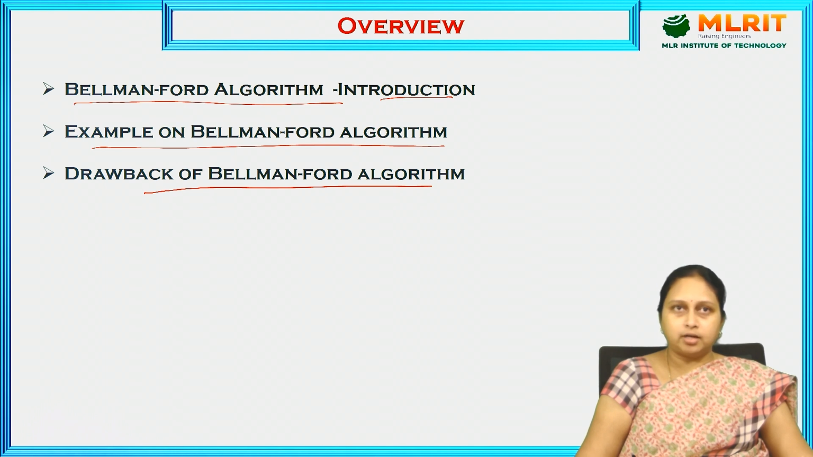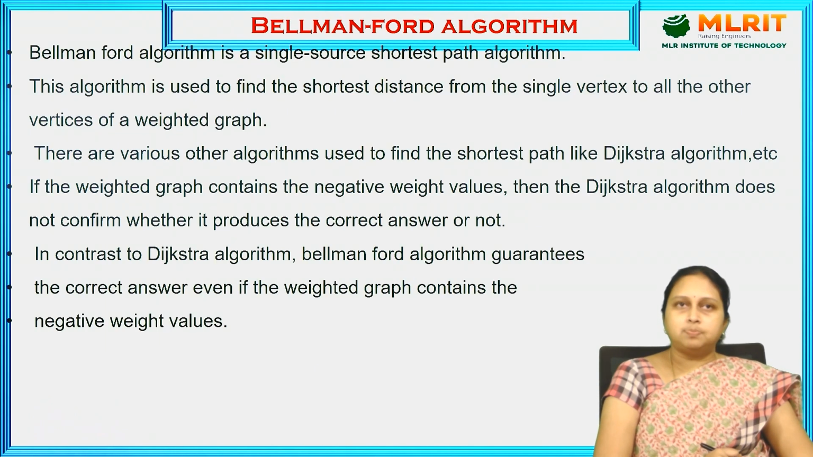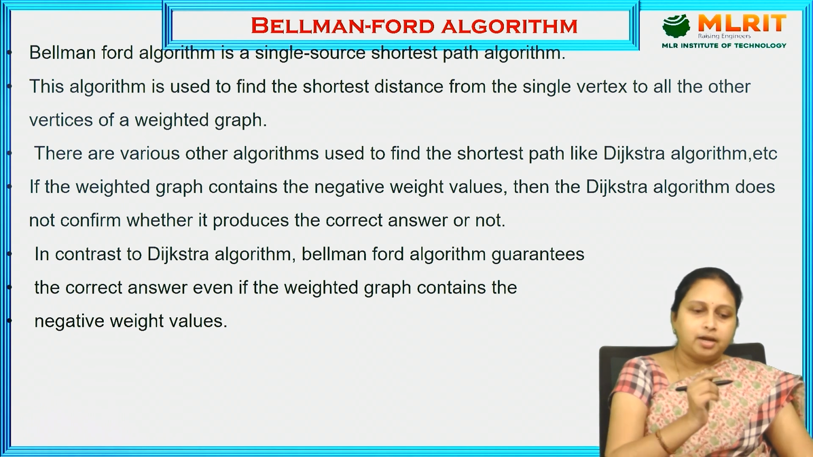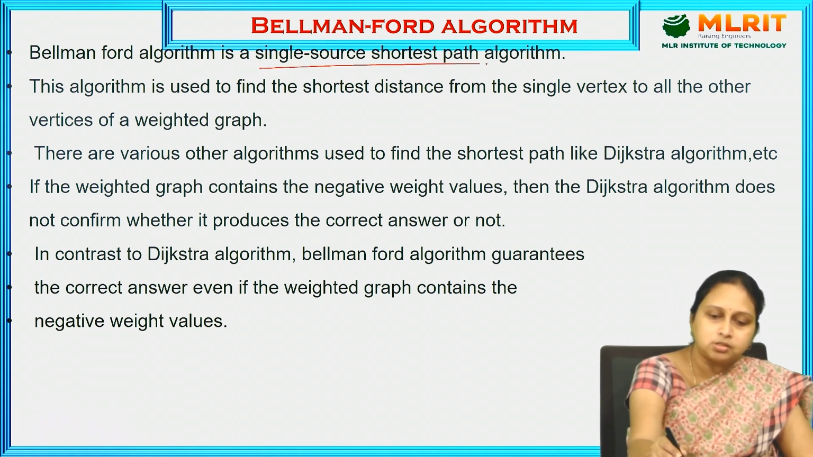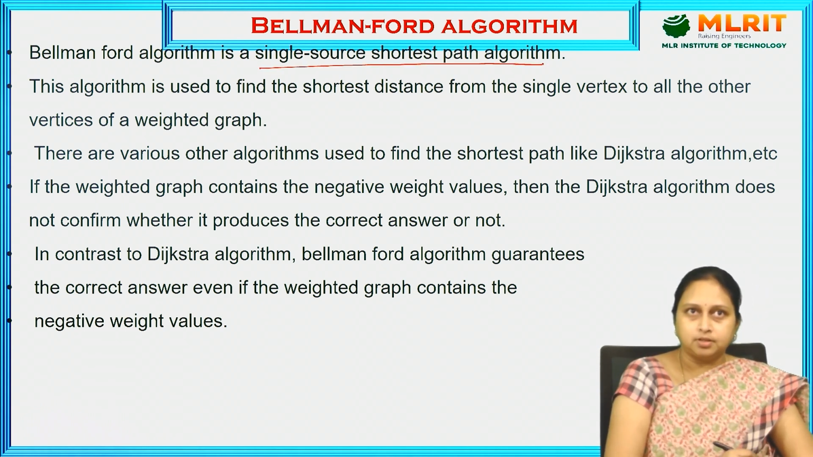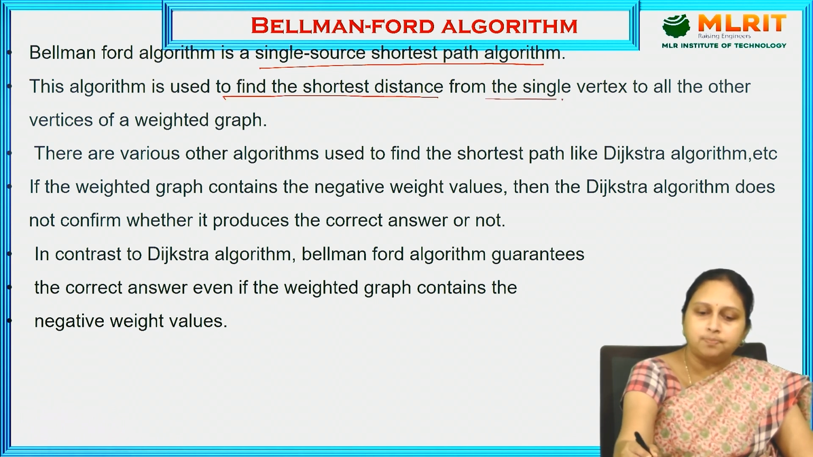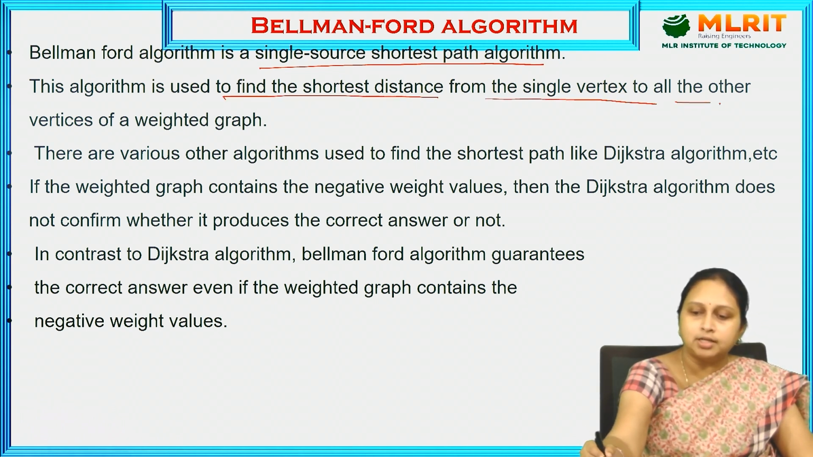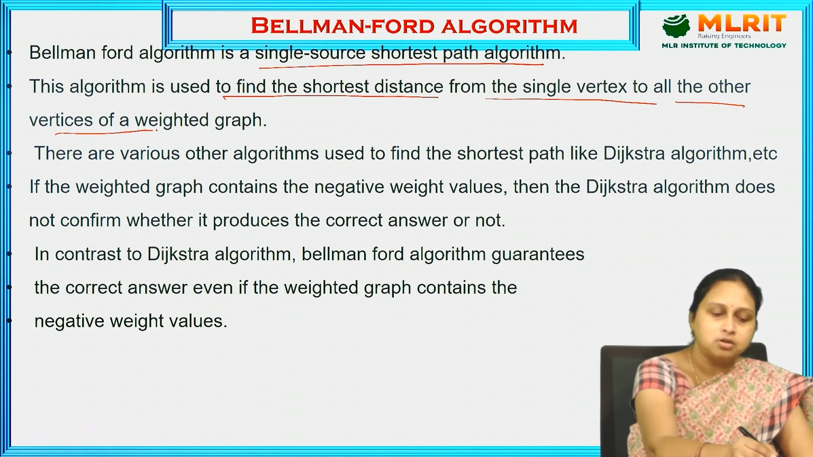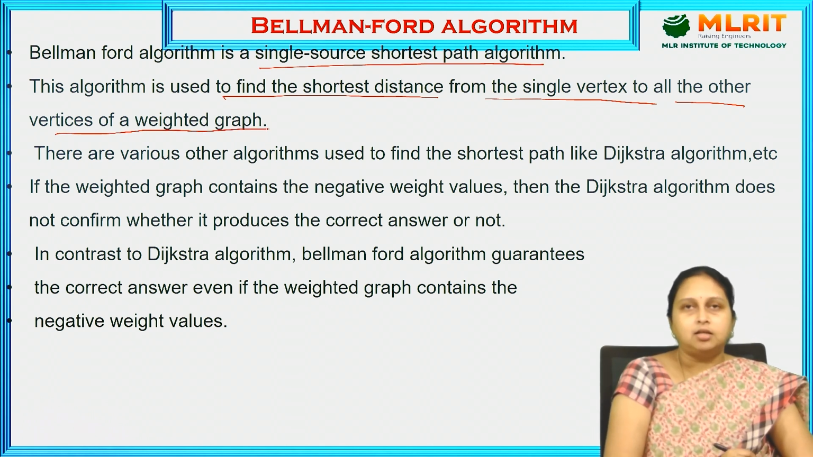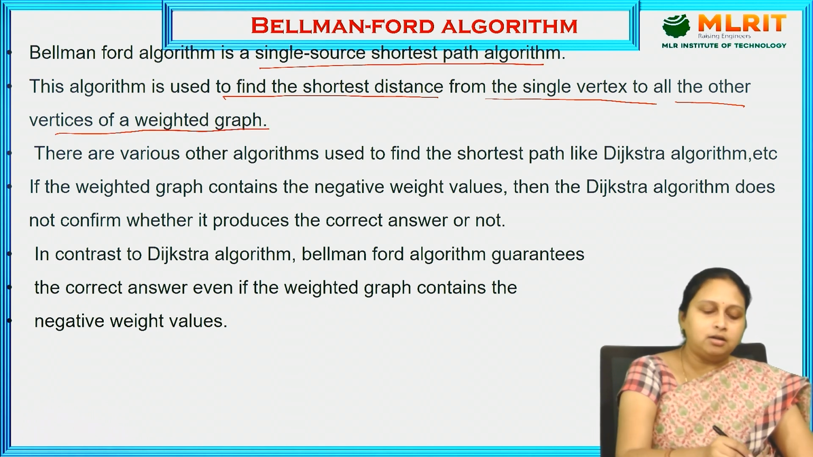As we know, this is one of the shortest path algorithms. Now, what is this Bellman-Ford algorithm? It is a single source shortest path algorithm. This algorithm is used to find the shortest distance from a single vertex to all other vertices of a weighted graph. The same thing we have applied in our Dijkstra algorithm also. In Dijkstra's algorithm also, we have done the same.